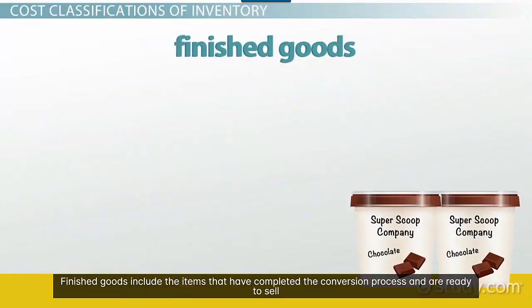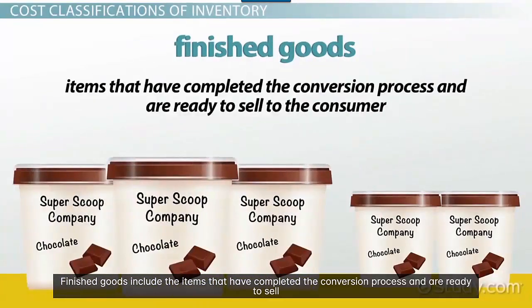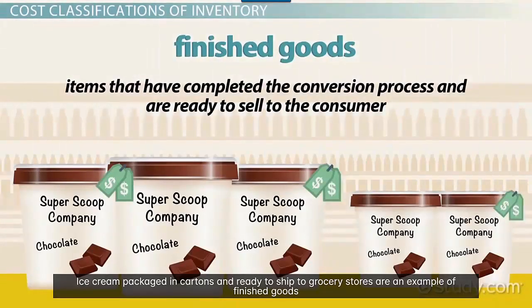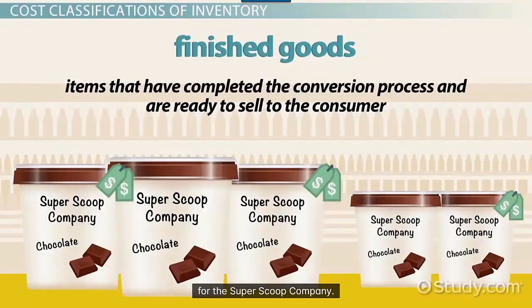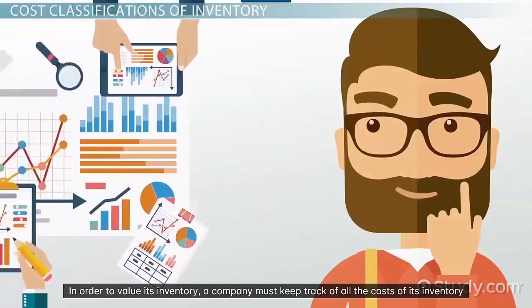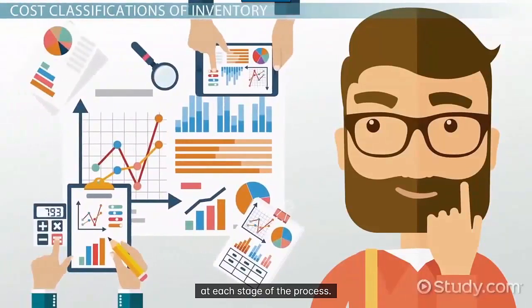Finished goods include items that have completed the conversion process and are ready to sell to the consumer. Ice cream packaged in cartons and ready to ship to grocery stores are examples of finished goods for the Super Scoop Company. In order to value its inventory, a company must keep track of all the costs of its inventory at each stage of the process.